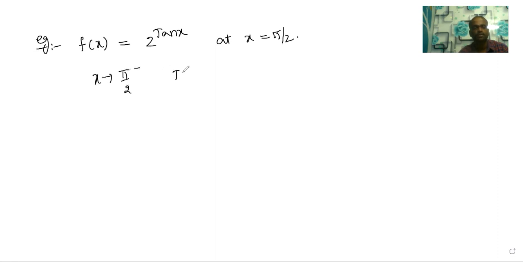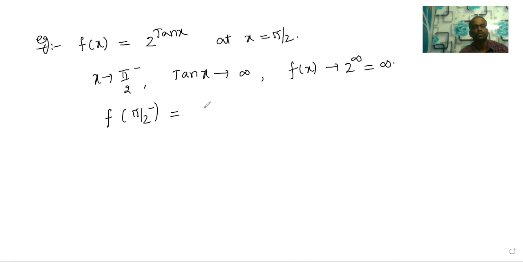So take one more example. I'm taking f of x is equal to 2 power tan x at x is equal to pi by 2. This function has infinite point type discontinuity at x is equal to pi by 2. It is because as x tends to pi by 2 minus, tan x tends to plus infinity. Then f of x tends to 2 power infinity, which is infinity. That means the left hand limit of the function is infinite.